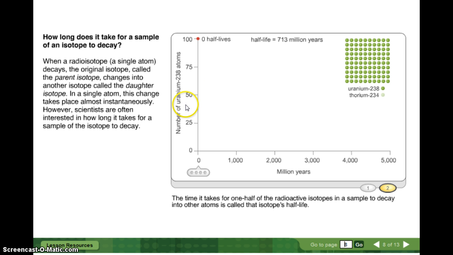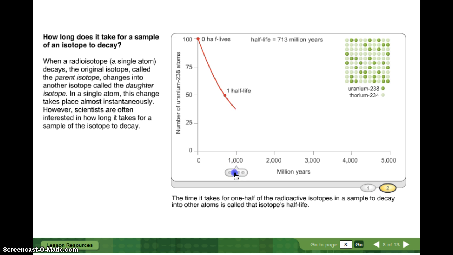So we have number of uranium-238 atoms, and we have millions of years. One half-life is 713 million years. So it shows here that I have a sample, and it's pure uranium. All right, so after one half-life, after 700 million years, half of my uranium has changed into thorium. So thorium is the light grayish green dots.